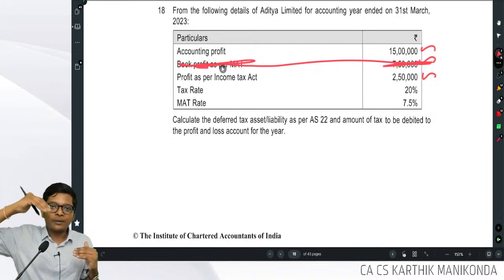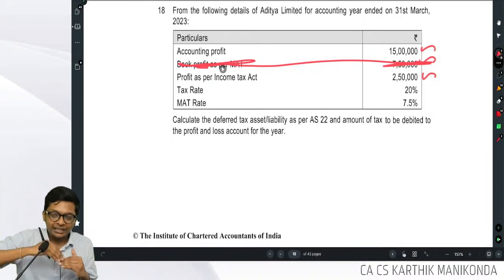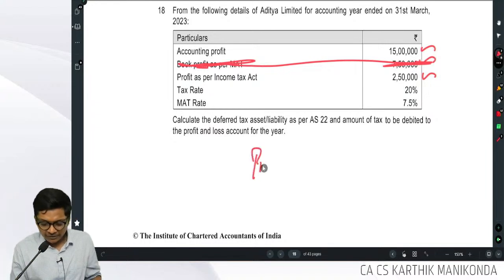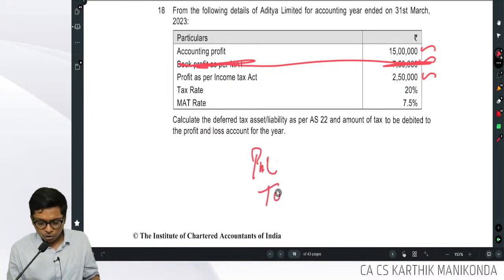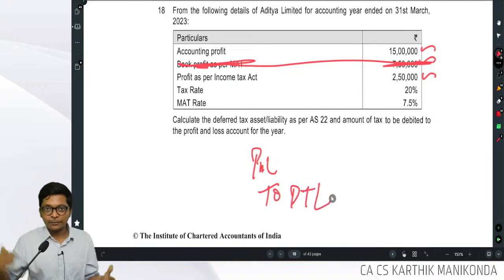From wrong, I have to come to correct. So I have to reduce. Therefore, I will debit my P&L account. So I will credit what? Deferred tax liability, because I am reducing.